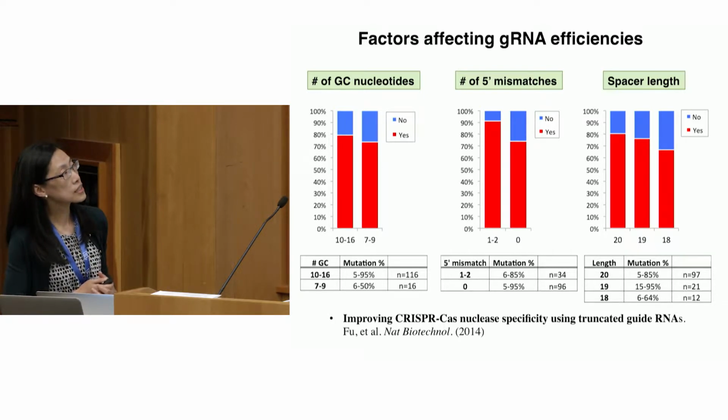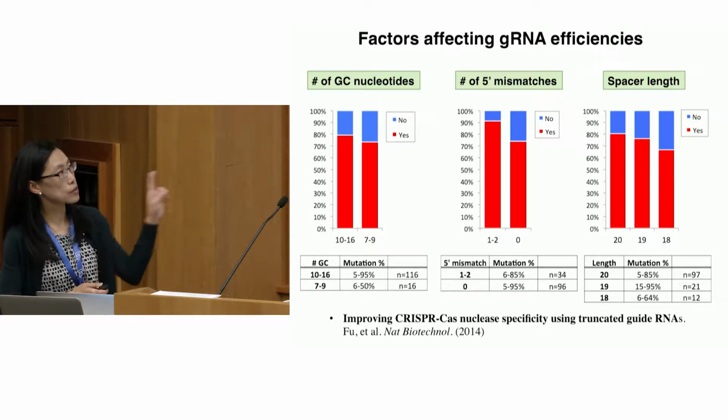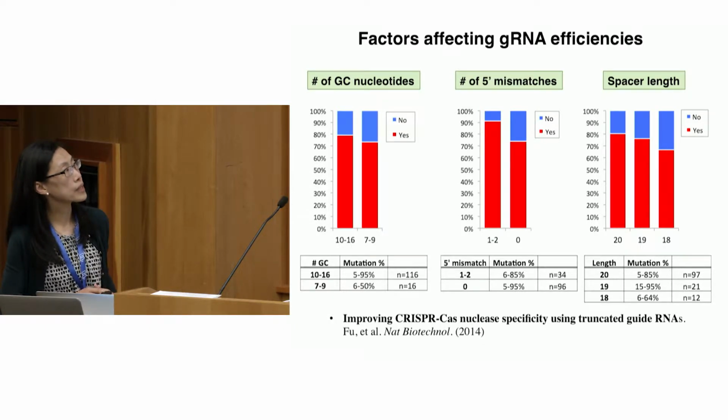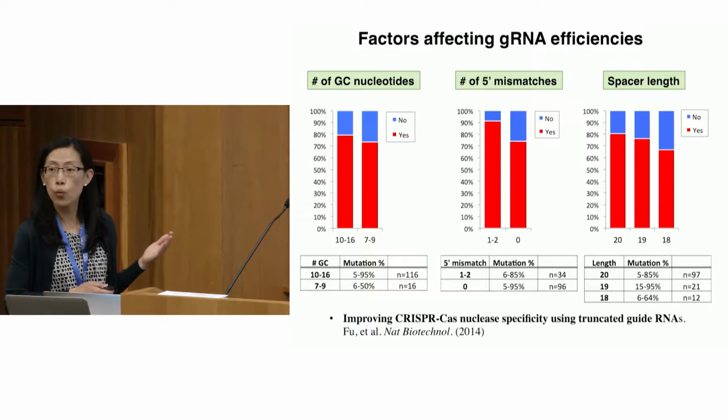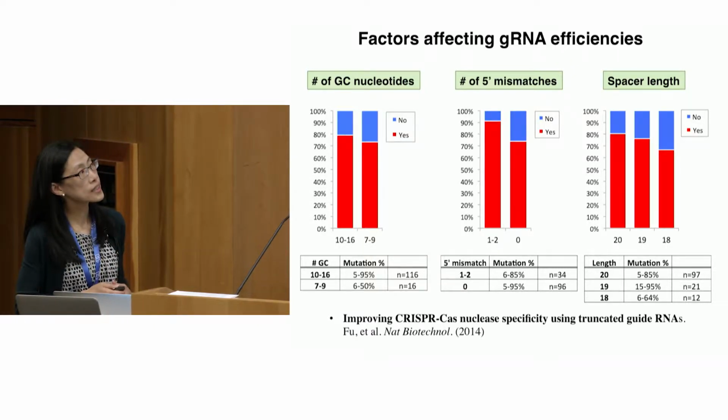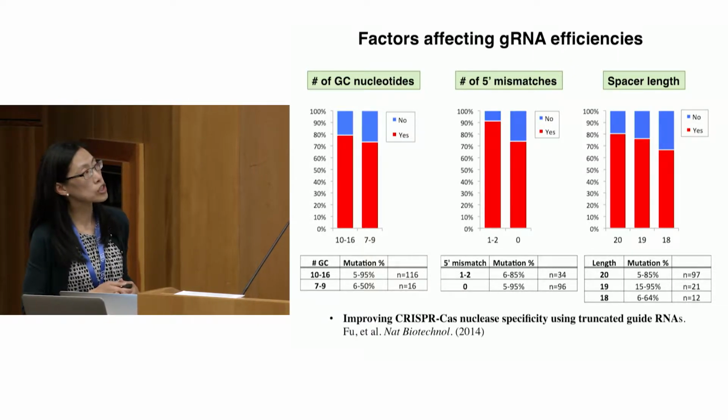We show that there's no significant difference. The first group has about 10 to 16 GC nucleotides in that 20 base pair spacer region, and the other has 7 to 9. And we found that there's no big difference in their success rate. However, if you look at the range of mutation efficiencies you can get with these guide RNAs, it does suggest that guide RNAs with lower GC seem to have a little lower target mutation efficiency.